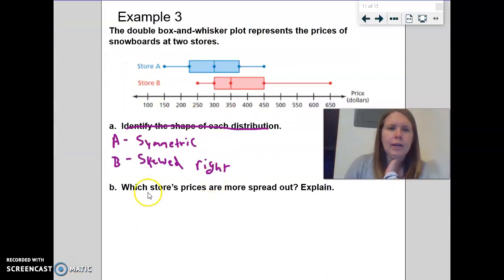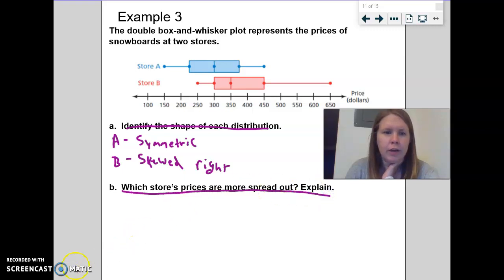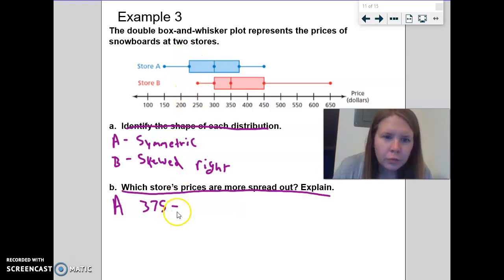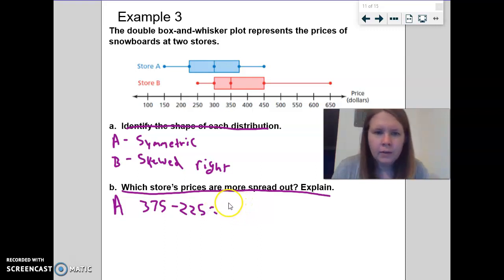So then the second part asks, which store's prices are more spread out, and explain. So for this one, I'm going to go ahead and take a look at my IQR for each one. So let's figure out for A. My IQR then is going to be going from the large quartile 3, probably 375, to quartile 1, 225, and that would be, what, 150? Okay, so it's got a range of about 150.